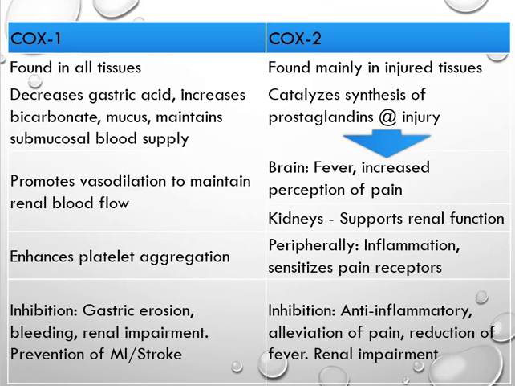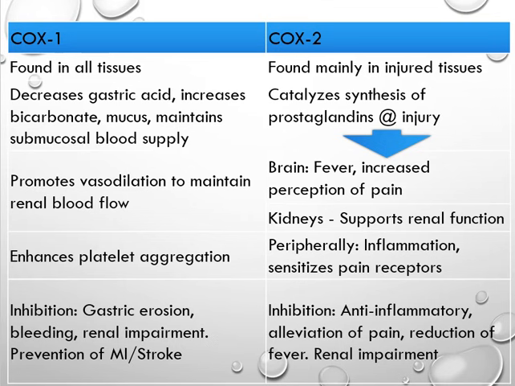So we have the two types. COX-1 is the good one in all tissue. It does protective things, some housekeeping things, decreases gastric acid, increases bicarbonate, increases the mucus so that the acid is not hurting the intestinal mucosa, maintains submucosal blood supply. So those are all good things. They all prevent ulceration, and the kidneys, they like lots of blood to stay healthier, and so this enhances the renal blood flow and promotes vasodilation. It helps platelets stick together. That's what platelet aggregation is.